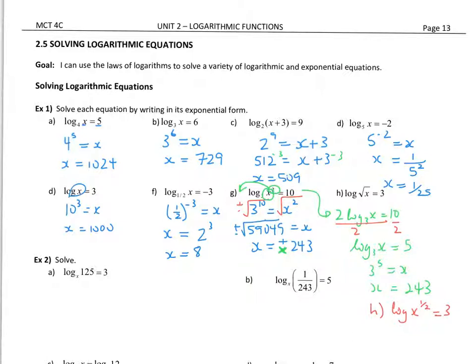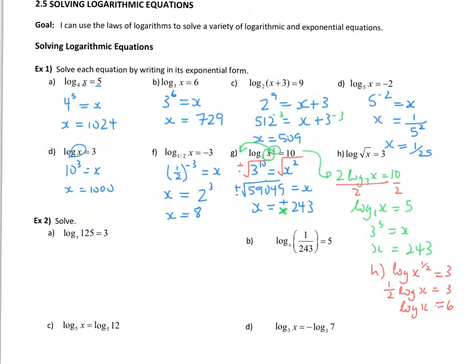And then that 1/2 could come down front. So this is a possibility here. And then we could times both sides by 2, and we get the log of x is equal to 6. Okay, so our x will equal 10 to the exponent of 6.